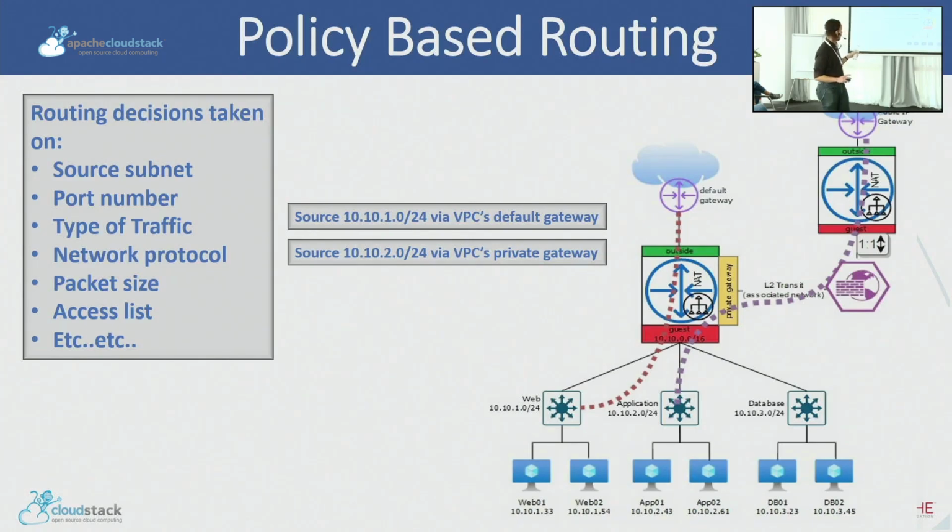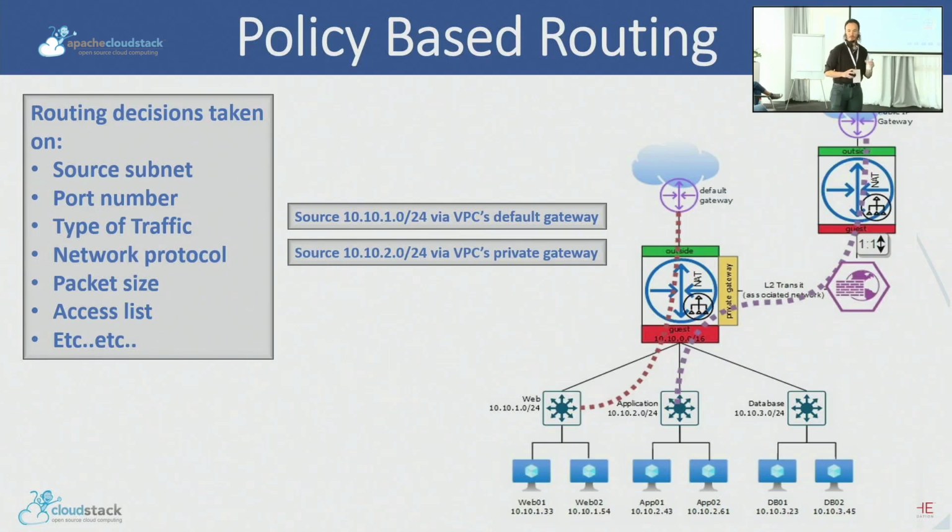So in this case, we have the web tier going straight out through the VPC virtual router and out to the internet, while the application tier goes through the private gateway, through AVNF, and out through that isolated network. And those two networks can be in separate physical networks and be in completely separate IP transit providers. There are many use cases for that and for routing on any of these and many more options.